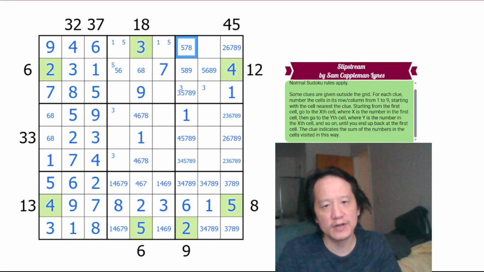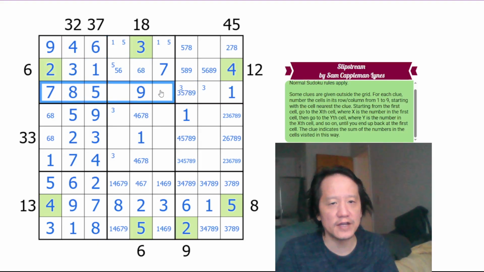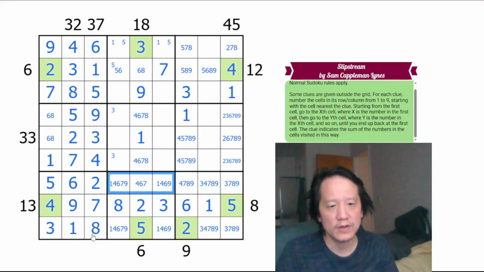We cannot have a 9 here. We can't have a 6 or a 9 here because of the 6 or 9 in the row. This can't be 5, 7, 8, or 9, so this must be a 3, which means 3 cannot be here, and 3 cannot be either of these. These can't be 1 because of the 1 in the row. These can't be 3 because of the 3 in the row.